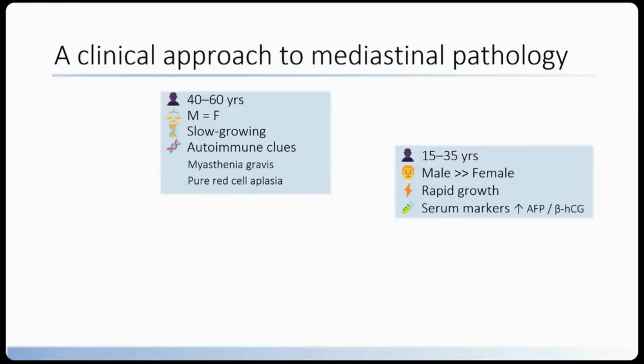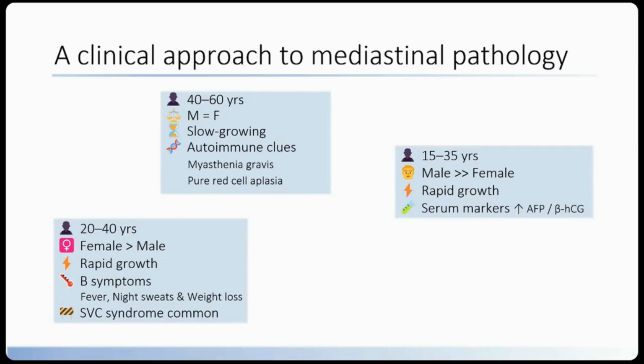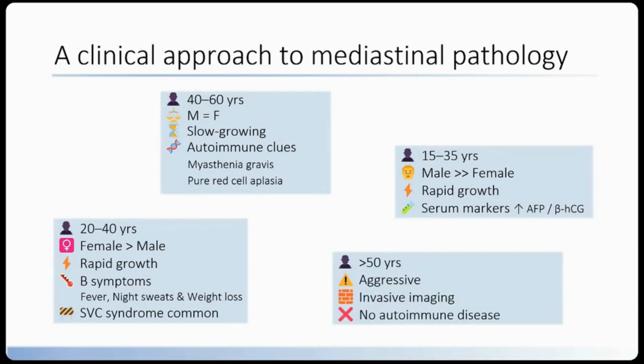In contrast, a similar-sized mediastinal mass may be in a 15 to 35-year-old, vastly more likely to be in a man, rapidly growing, with elevated serum markers. Again, hopefully these are ringing bells as to where this is going to lead us. Then 20 to 40-year-old females more than males, rapidly growing, with B symptoms and SVC syndrome, so SVC obstruction is common. Again, there are discrete clinical presentations that account for a variety of different lesions.